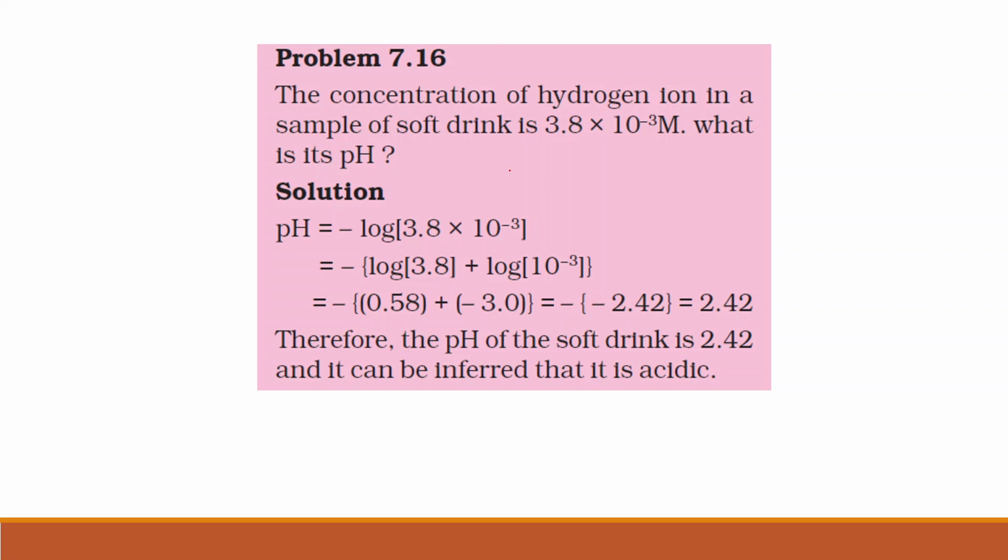Now see one question, problem 7.16. The concentration of hydrogen ion in a sample of soft drink is 3.8 into 10 to the power minus 3 M. What is its pH? So pH is equal to minus log of hydrogen ion concentration, and the concentration of hydrogen ion is 3.8 into 10 to the power minus 3. Solve this log: minus, log of 3.8 plus log of 10 to the power minus 3. The log of 3.8 is 0.58, and this is equal to minus 3.